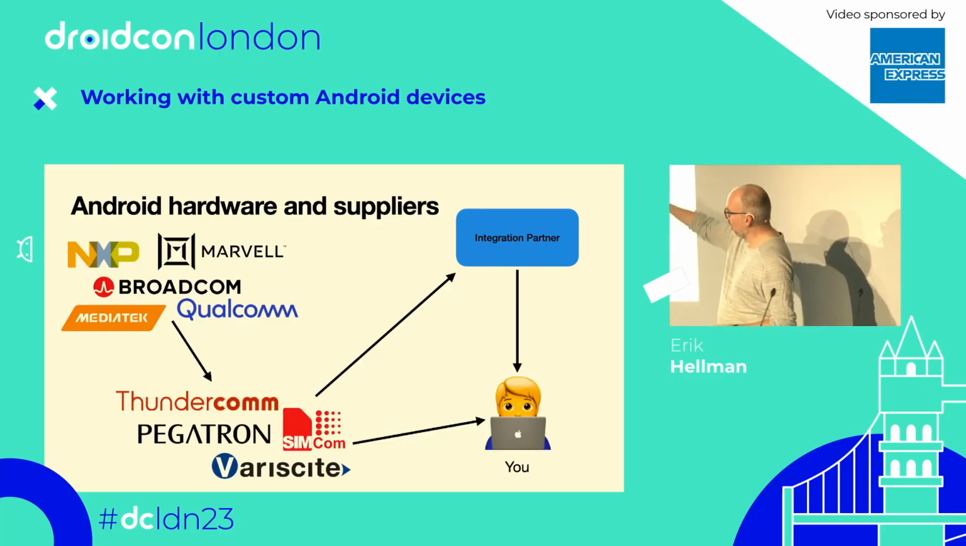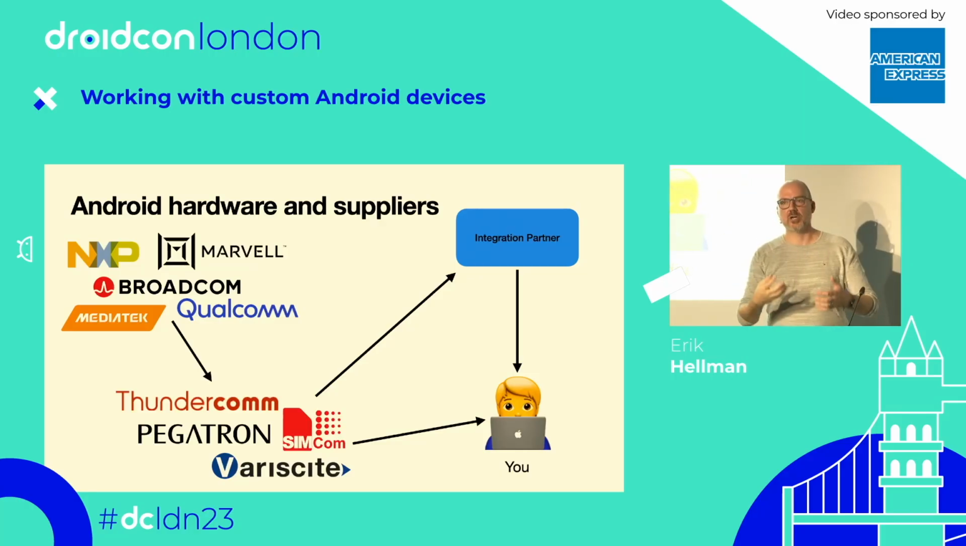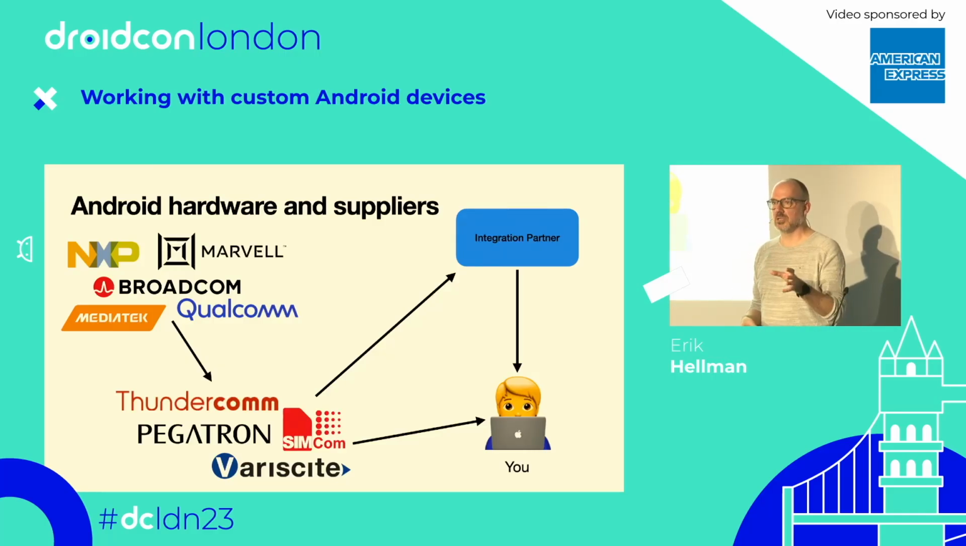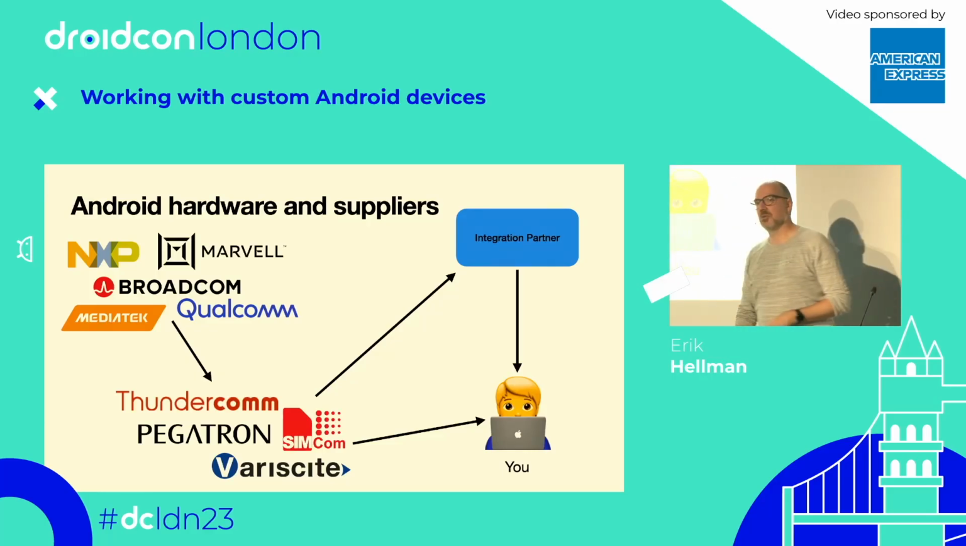Companies up there are just examples: NXP, Marvell, Broadcom, MediaTek, Qualcomm, you've probably heard of those. They make the chipsets. They don't usually produce the developer boards right away. Sometimes they do, but not always. So usually when you get a developer board for a Qualcomm chipset, you get it maybe from Thundercom or Simcom. If you're working with NXP, there is one I don't know how to pronounce.